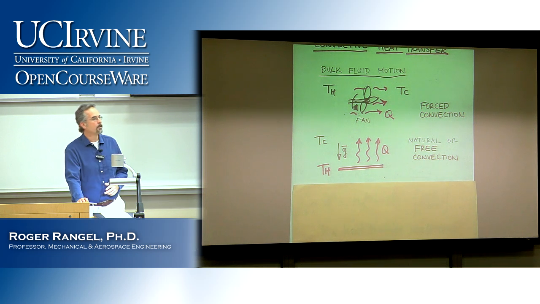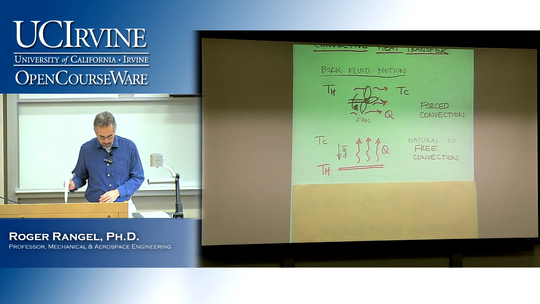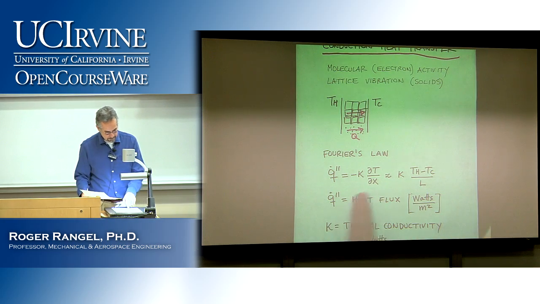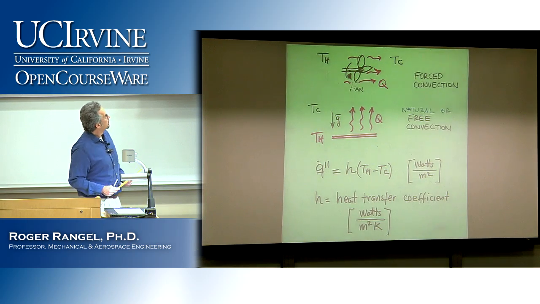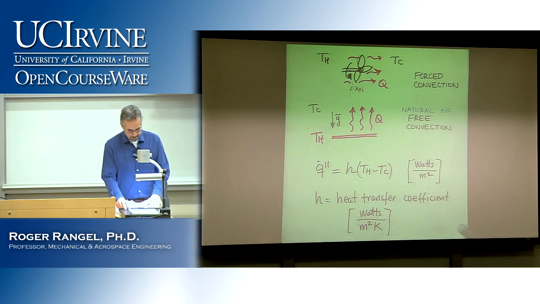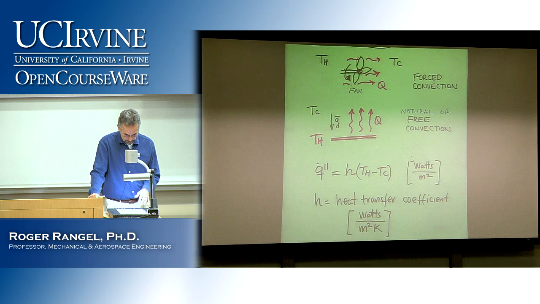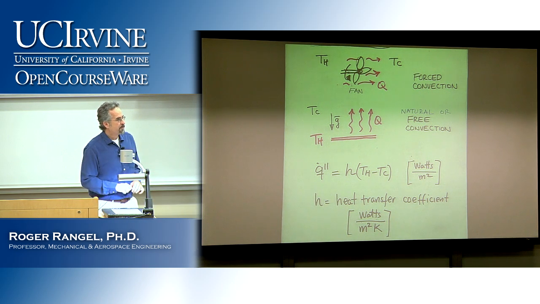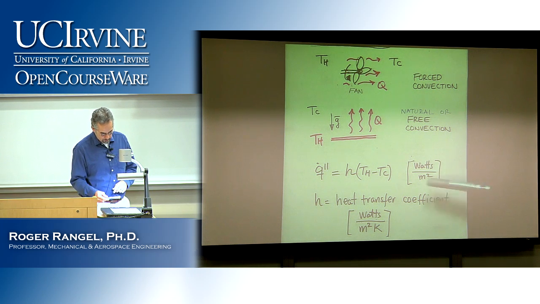So how do we compute the amount of heat transfer? Just like we had Fourier's law in the previous case, we have this other law, sometimes referred to as Newton's law of cooling. Newton's law of cooling. Q dot double prime is the same as before. It's the heat flux in watts per meter square.